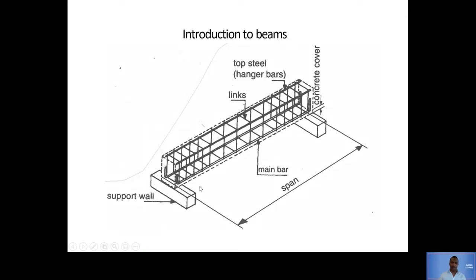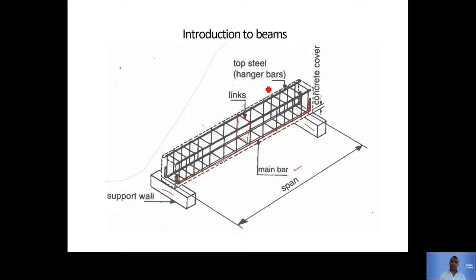If you look at this picture over here, what we have is a wall here and a wall there that is supporting this beam. Now, this beam has main bars. A main bar is the main reinforcement, which is usually this one that goes like that. And then it also has links. Links are these ones that form a square or rectangular shape.